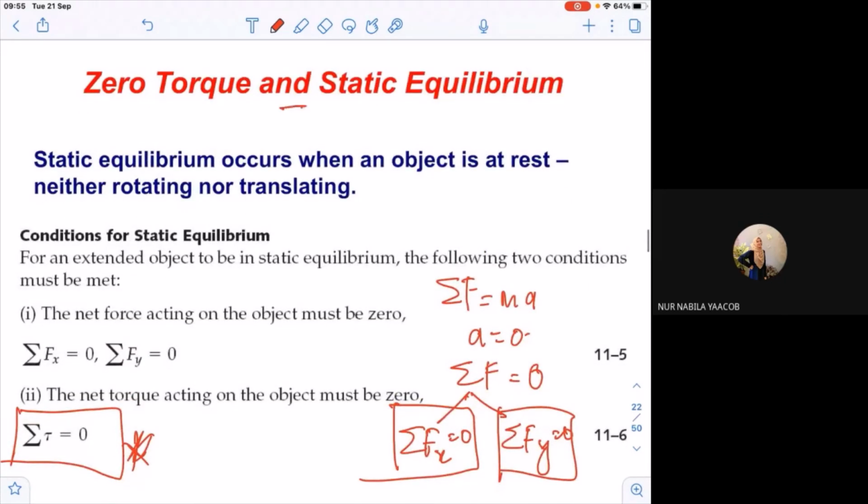And again, torque is equivalent to Rf sin theta, where the lever arm or the radius is multiplied with the component of force that is perpendicular to the lever arm. That's why we are getting the value of torque. And the unit for torque is Newton meter. Don't forget the unit of torque is Newton meters. Okay, I think that's all for today.